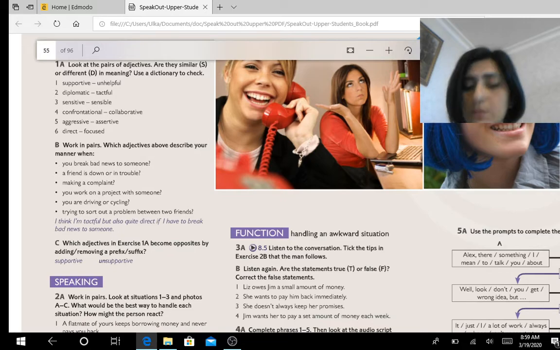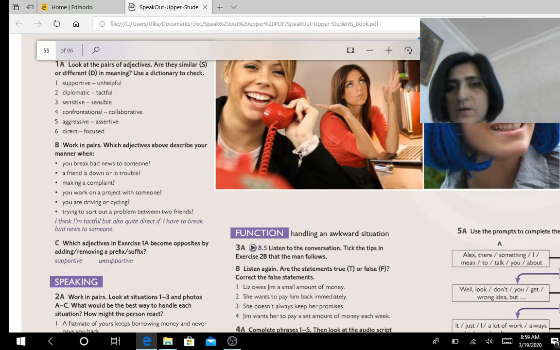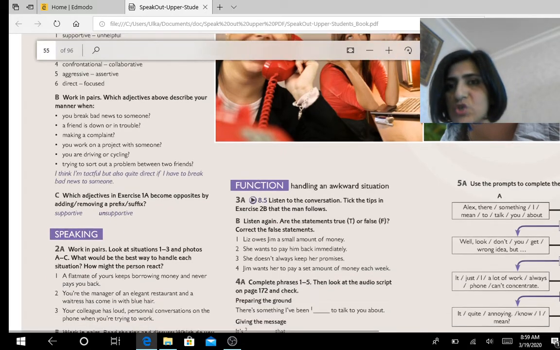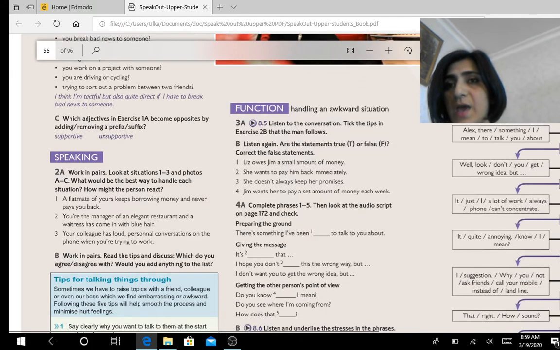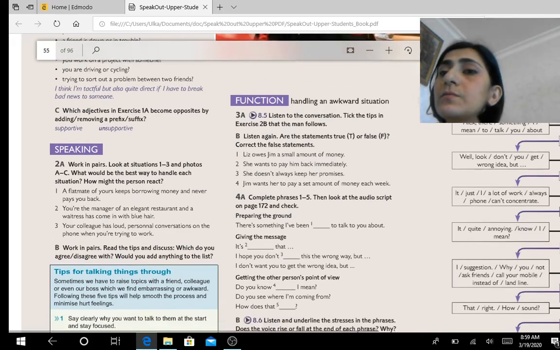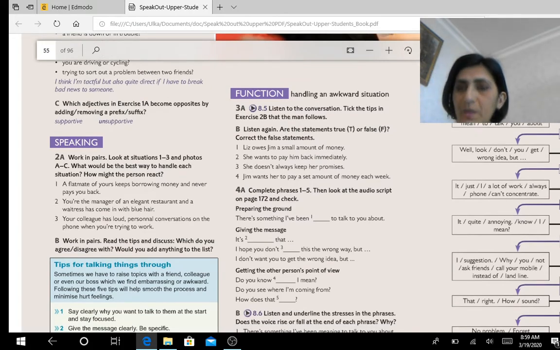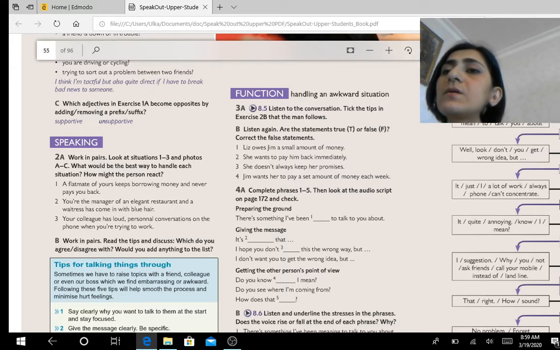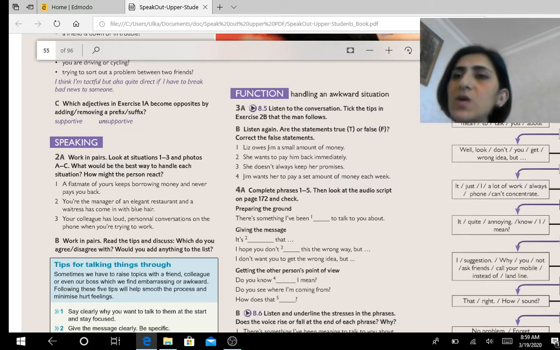So after that, you will switch to function on the same page. Function, it includes listening. Listen to a conversation. Let's see 3A. Listen to a conversation and tick the tips in exercise 2B that the man follows.